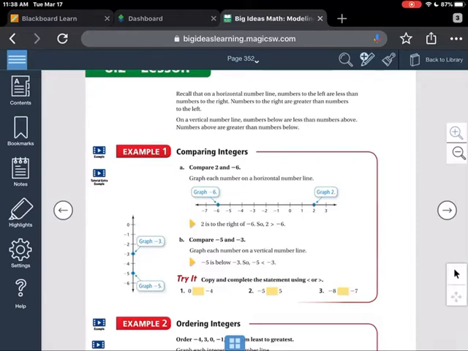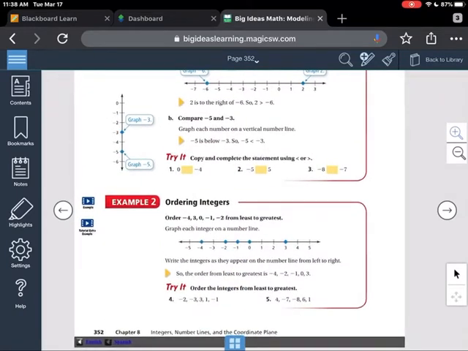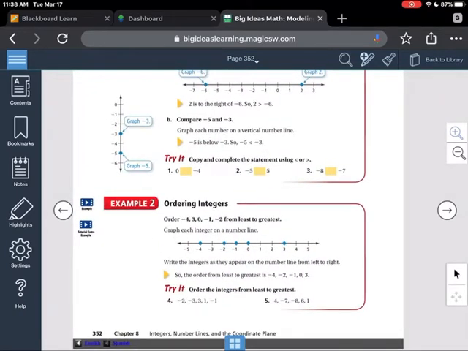Okay, so we're just comparing. And like I said, I'm going to fly through this because I really want you to look at these yourself. Okay? So example 2 is saying put these numbers in order. Basically what it's telling us to do is, first of all, draw the number line and then plot them. Notice that 0 is in the middle, and -4 is the furthest from 0 because it's more negative. So when you're ordering them, you basically plot them and then, like it says here, write the integers as they appear on the number line from left to right.